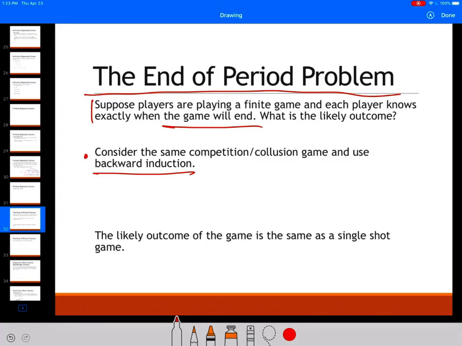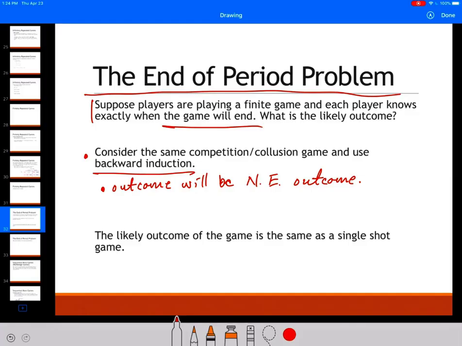Now, the end of period problem basically says, the gist of it, and I'll walk through it, that the outcome will be just the Nash equilibrium outcome. The way to think through it and use backward induction is to say, let's suppose I'm in the last period, and I'm a self-interested person, and I know this game ends in the last period. Then I'm going to do what game theory predicts and play my dominant strategy and try to get the maximum payout I can get.